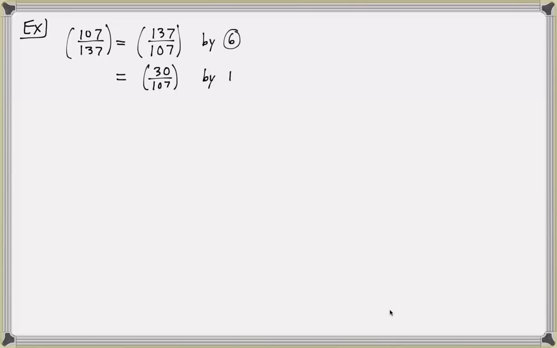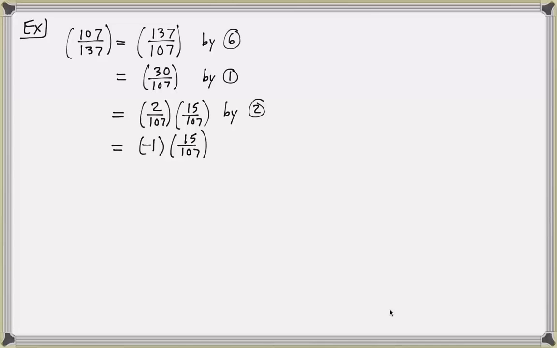So this is by property 1 of the Jacobi symbols. And 30 is 2 times 15. So this is 2 over 107 times 15 over 107 by property 2 of the Jacobi symbols. And 2 is a quadratic non-residue mod 107, so I can replace using the formula of property 4. We get this equals negative 1 times the Jacobi symbol 15 over 107.